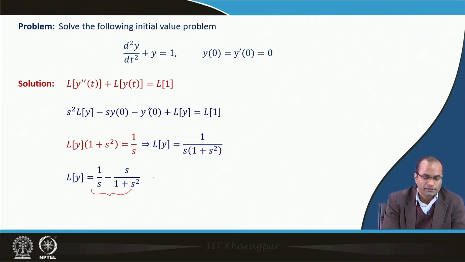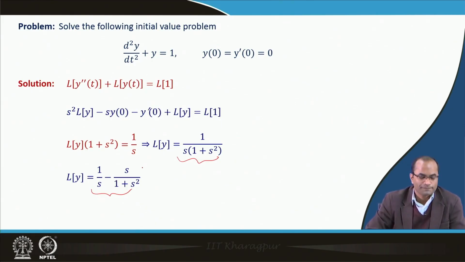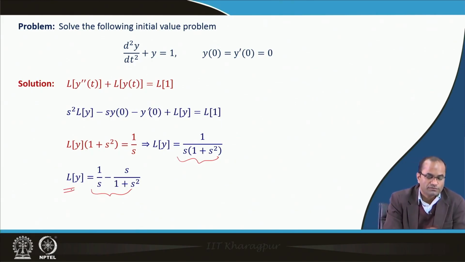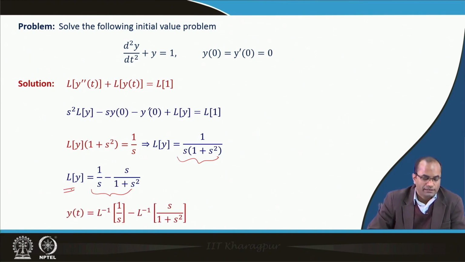So, for instance, we can do the partial fractions: 1 over s minus s over 1 plus s square. So, this is the Laplace transform of y, and then we can apply the inverse technique. So, y t will be L inverse of 1 over s minus L inverse of s over 1 plus s square.